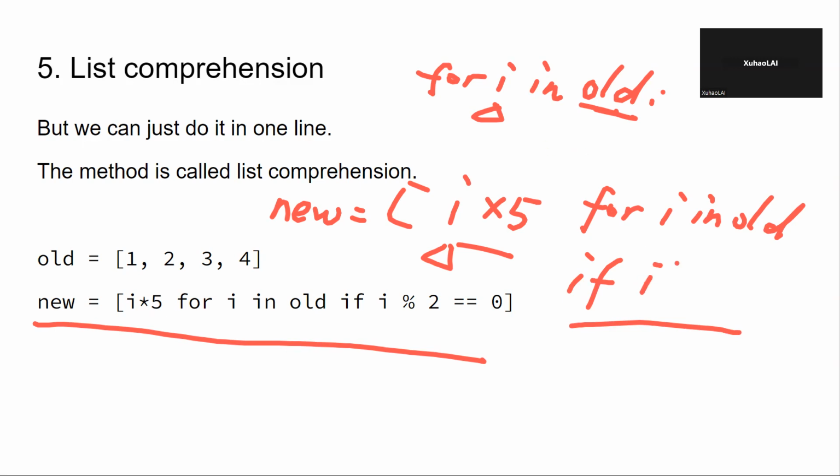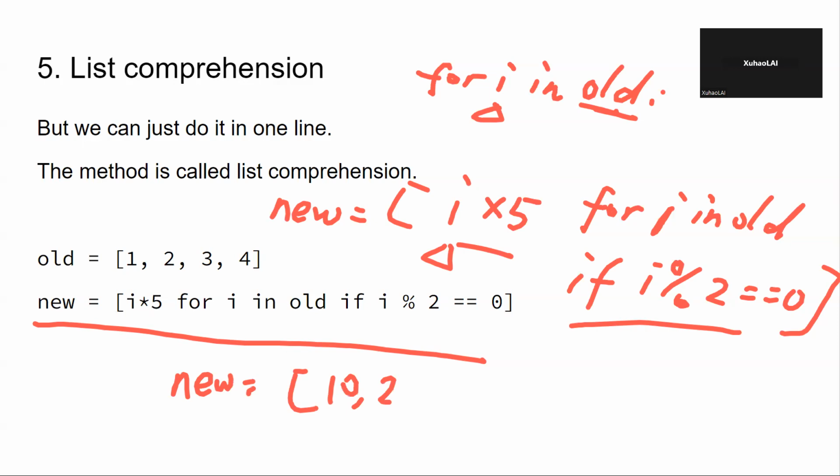So when I do if i mod 2 is equal to 0, which means that when I have 1 and 3 here, I do not times them by 5. I have to abandon them. The first thing, when I loop through the old list, I will check if this is even. If it's not even, I'll skip. If that's even, I will times it by 5 and then put them into the new list. And then for the new list, I'll get 10 and 30.